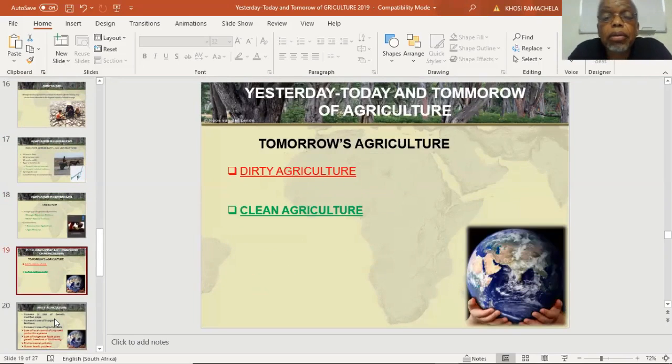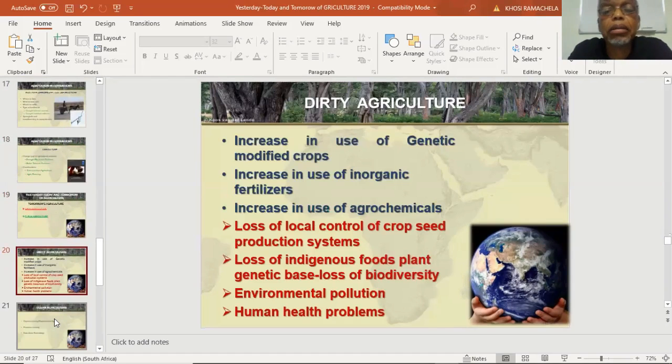Right. What is tomorrow's agriculture? You know, it's a choice. Whether we want tomorrow's agriculture, I'll use the term, to continue with the dirty agriculture, or we choose to do clean agriculture. What I mean by dirty agriculture: increasing the use of genetically modified crops.